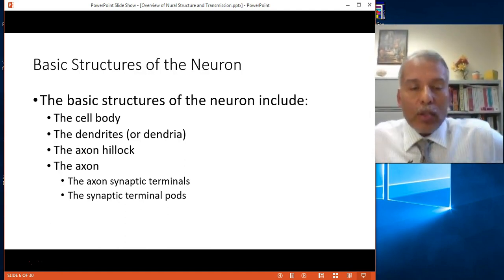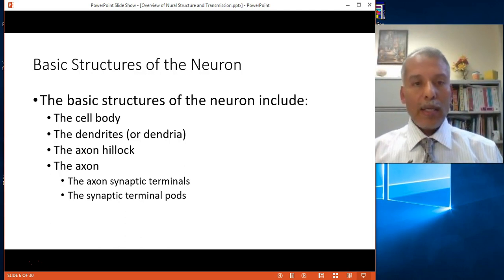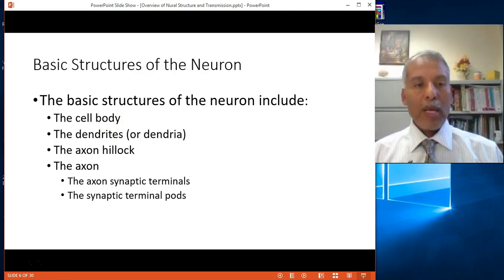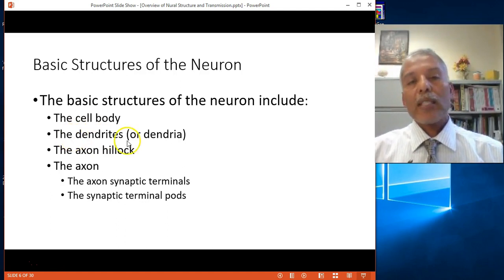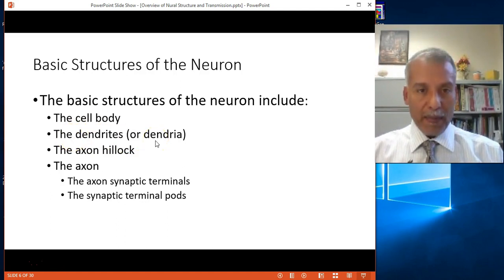So the basic structure of the neuron, as you are aware of it, includes the cell body. The cell body of any cell is called the soma, so the term somatic comes from that. And then the dendrites, sometimes also called the dendria, and the axon hillock, and then the axon.